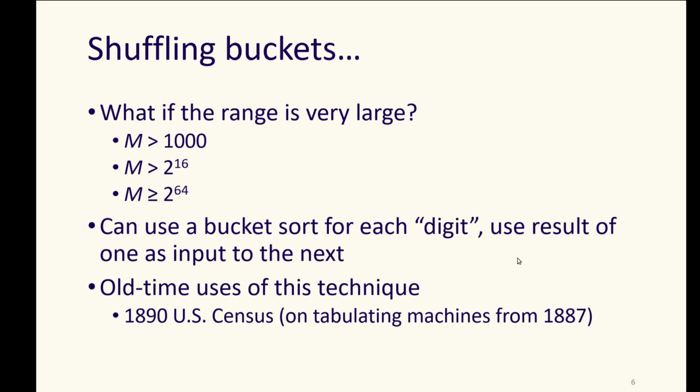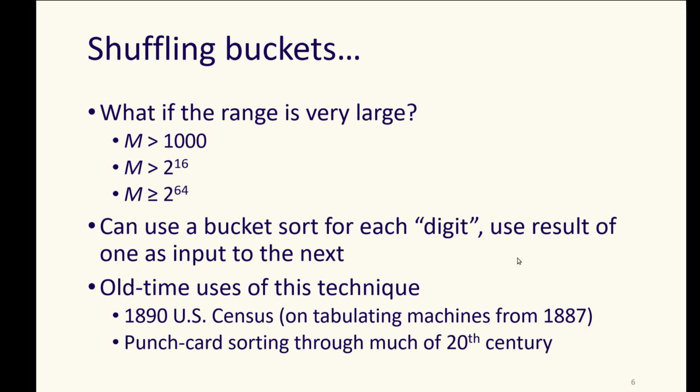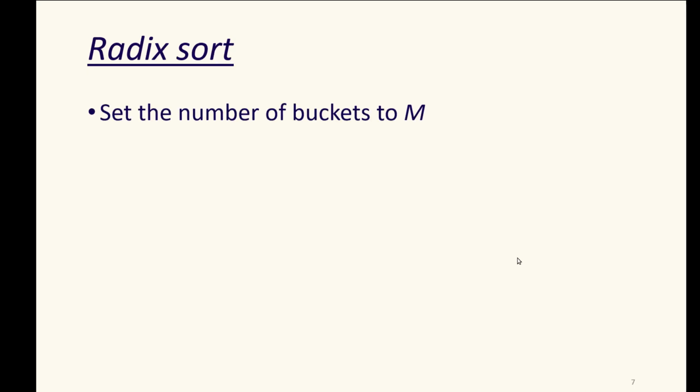This kind of technique has been used since the 1890s for census results and being able to sort and organize those, and doing punch card sorting, where data for computers was stored on punch cards through much of the 20th century, early computing for us. This algorithm of putting things into bucket sorts and then repeating that bucket sort on the next digit or next character is called Radix Sort.